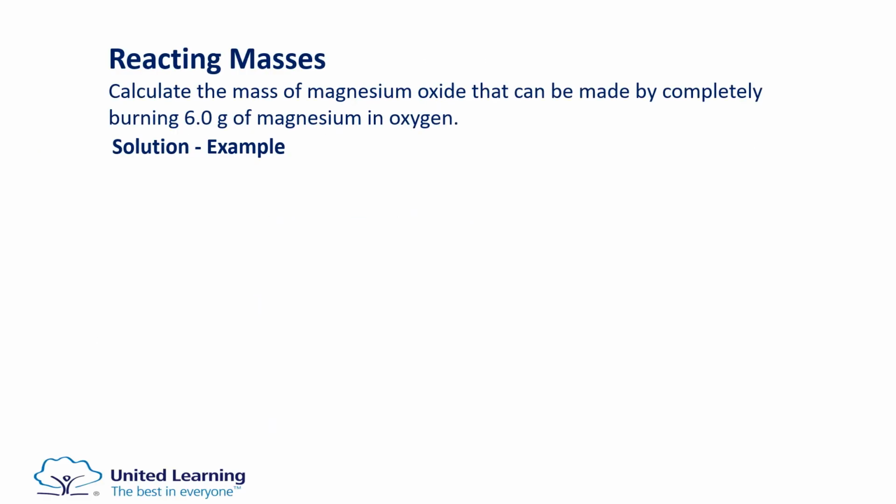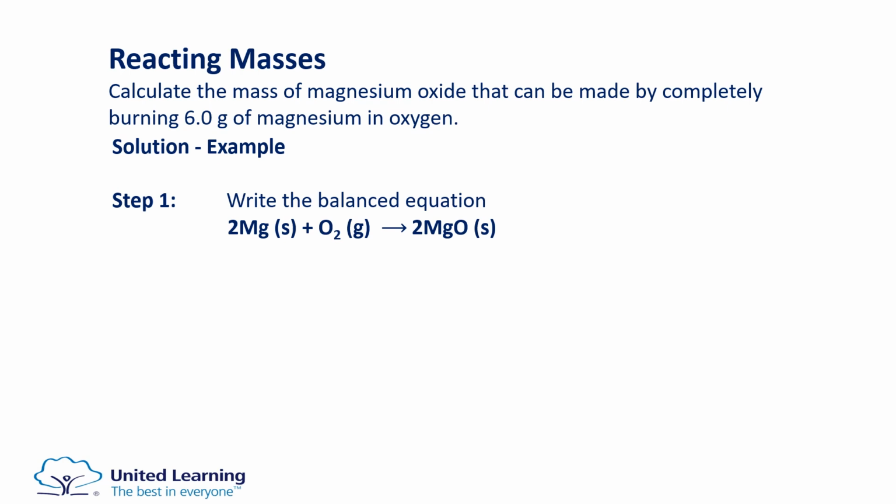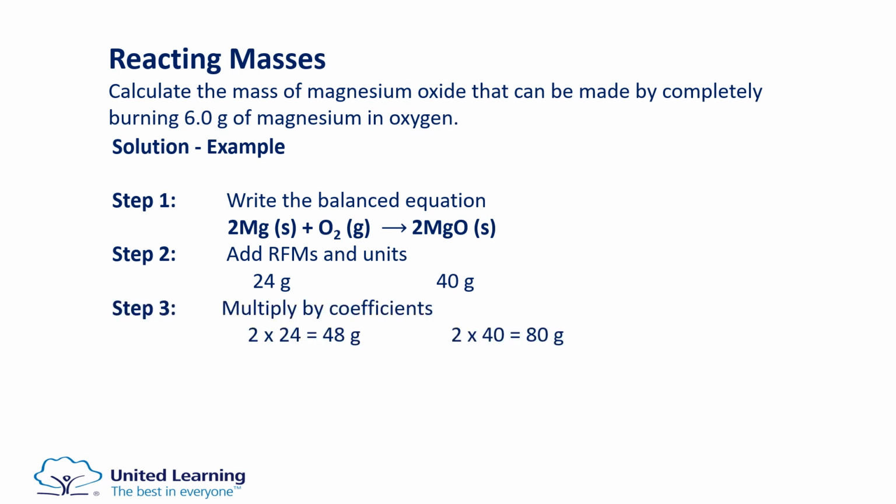This second example of reacting masses is exactly the same method I used in the previous one. So first of all, you write out the balanced equation, and in this case it's 2Mg plus O2 arrow 2MgO. Step 2, we add the relative formula masses and the units. So we've got 24 grams of magnesium, and that comes from magnesium's mass of 12. And then step 3, multiply by the coefficients in the balanced equation. So it's 2 times 24 and 2 times MgO, or 2 times 40.